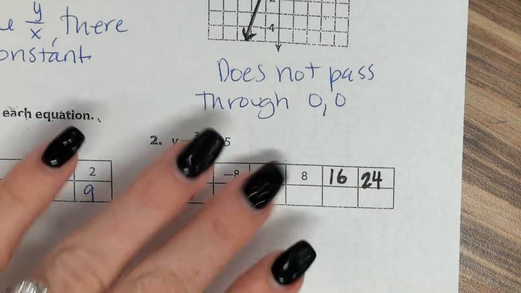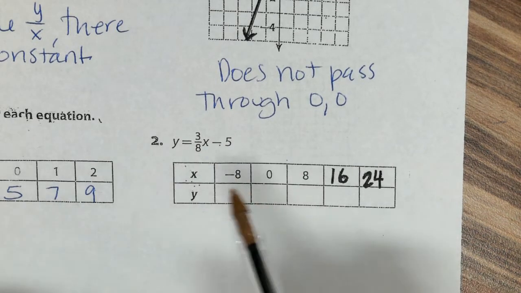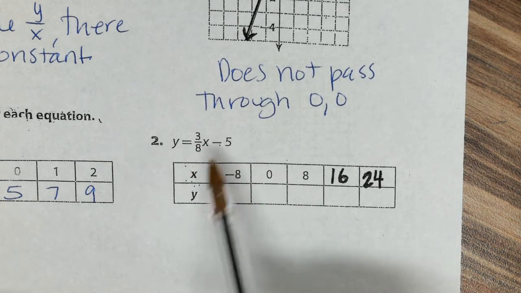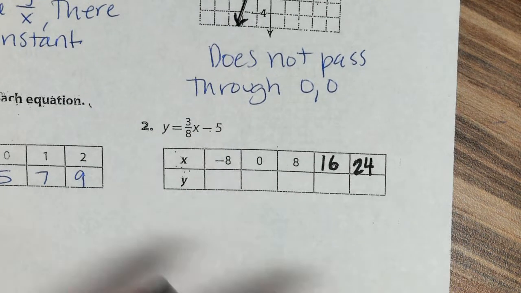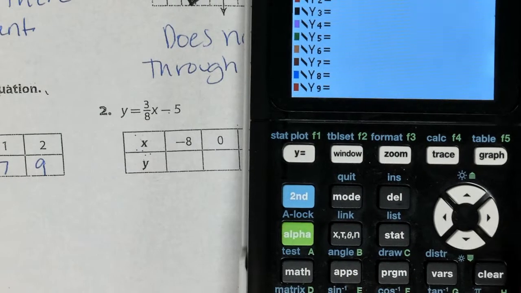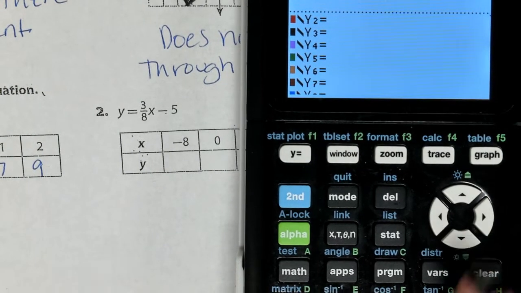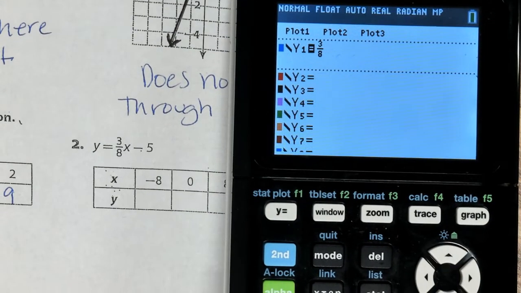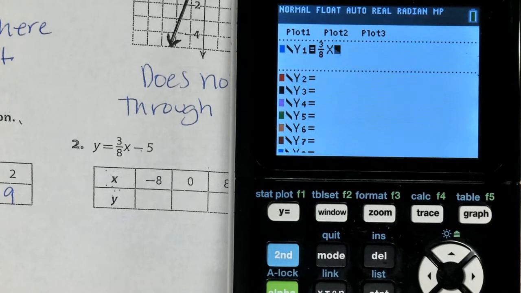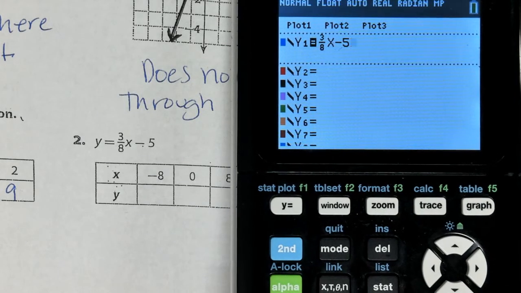I want you guys to try this one on your own. So where are you going to go back to? Where am I going to go in my calculator? I'm going to go to y equals and type that in. Make sure you tab out before you put in x. And go fill in your table.